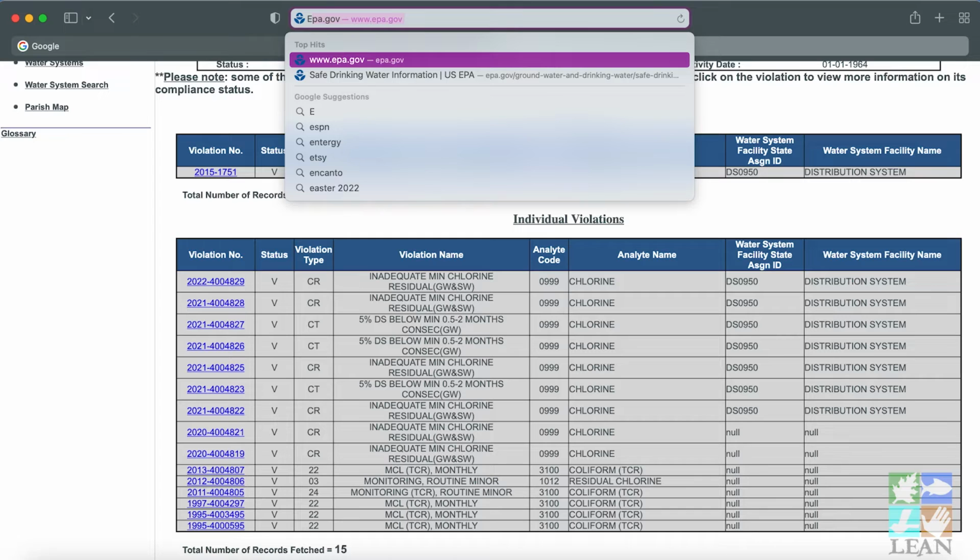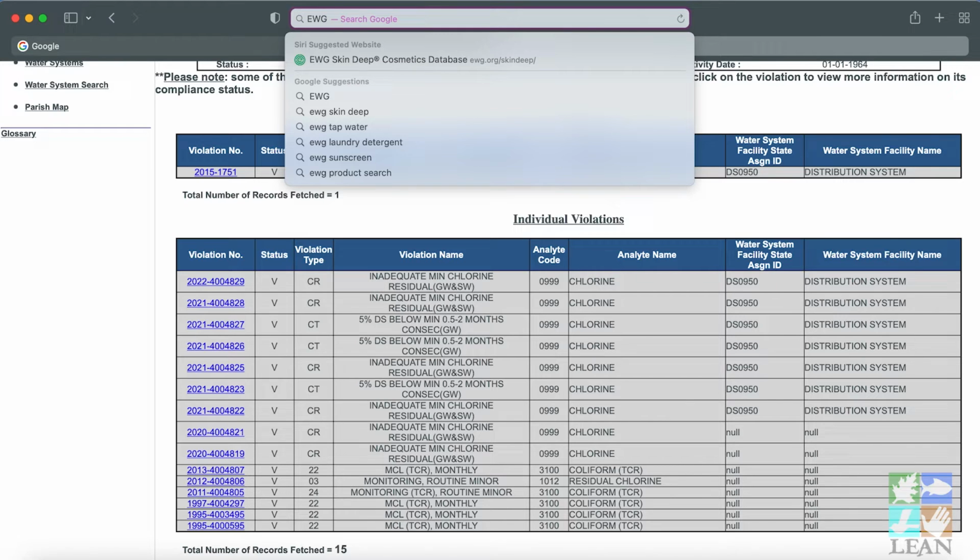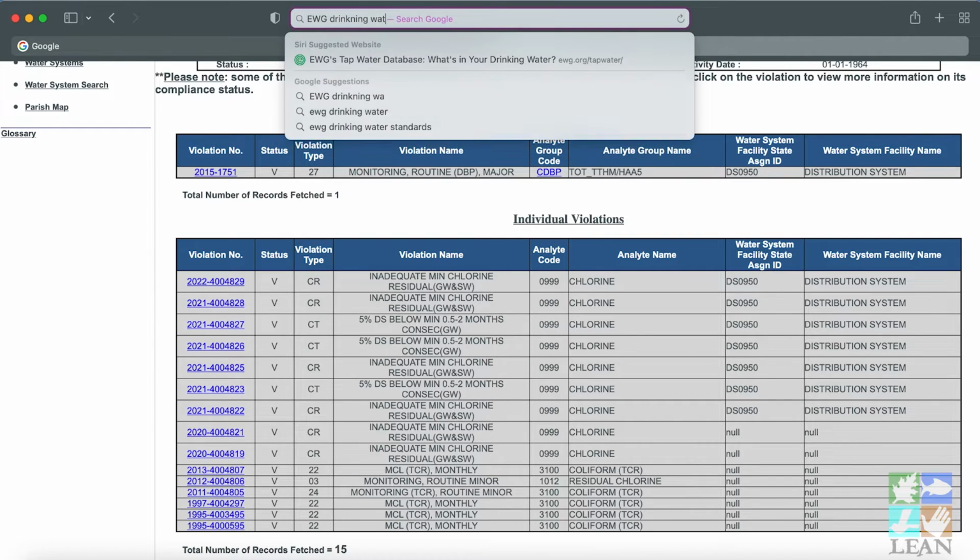So I'm going to show you another website, which is probably a little more useful, and it's not a federal or state governmental website. It's a website that helps you look up your water and also find a good filter for your home. It's the Environmental Working Group's drinking water data set. Basically, you just do a search for EWG, which is the Environmental Working Group, and then put in drinking water.